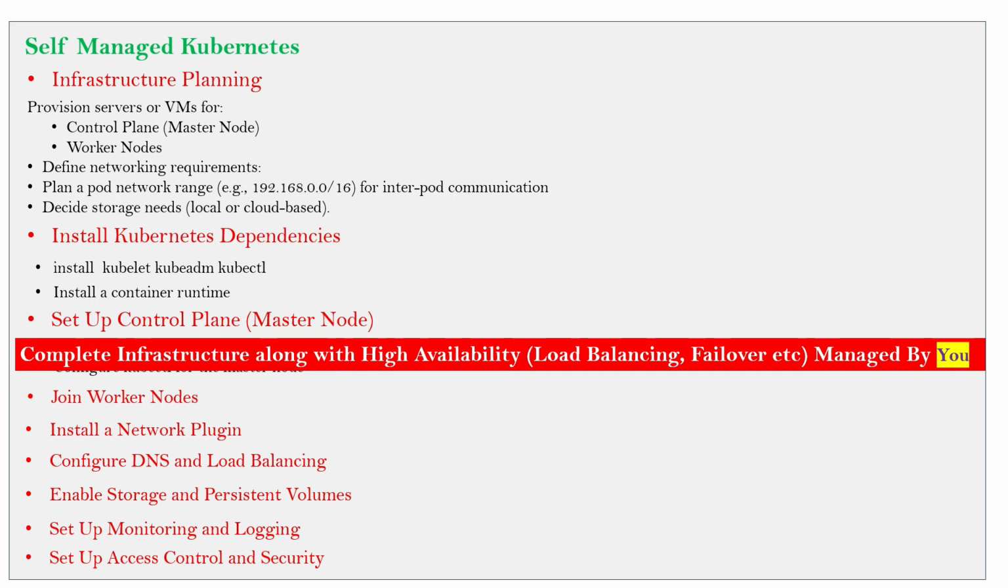When you are on the cloud, everything is taken care of by the cloud service provider. But when you go for a self-managed Kubernetes, you can understand how complex it is. You have to take care of everything from infrastructure planning to installation, configuration, management, and then running and maintenance of your Kubernetes environment as well. So this is the high-level comparison of when you go for the managed Kubernetes cluster and when you go for the self-managed Kubernetes cluster.